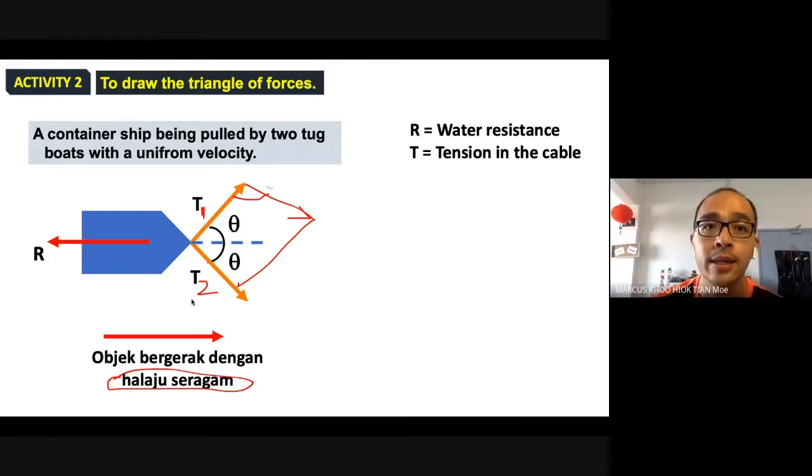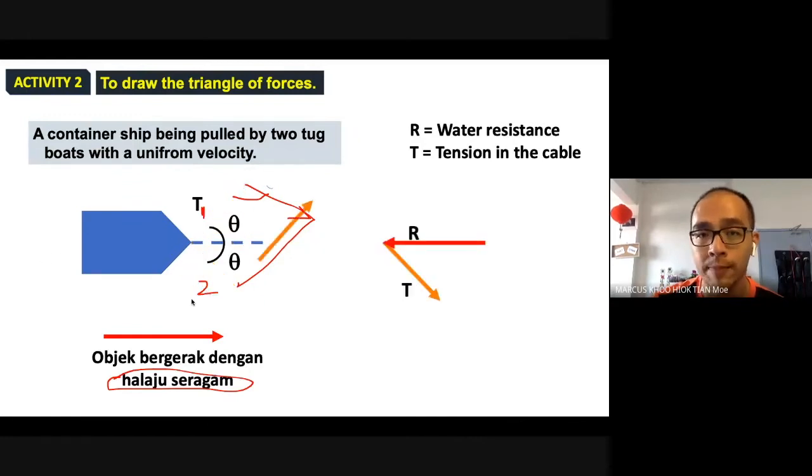the value of each force. Okay, nilai bagi setiap daya kita boleh cari dengan melukis the triangle of forces. And the rule for the triangle of forces is that they must form one line. Okay, they must go in one direction. It's not like the resultant force punya triangle.